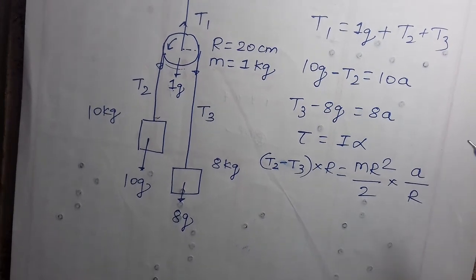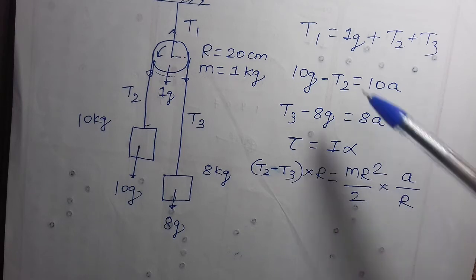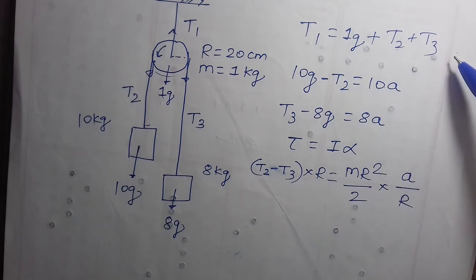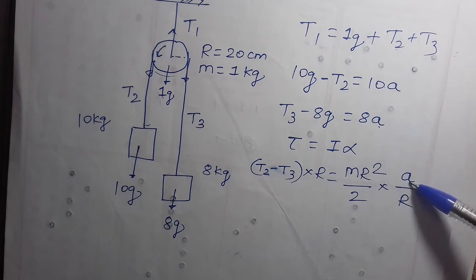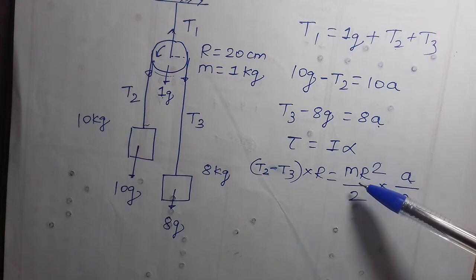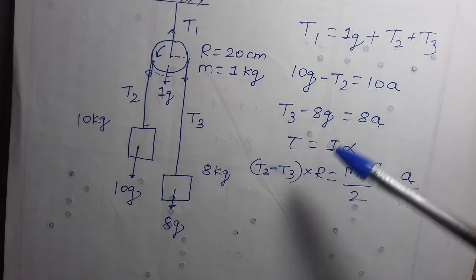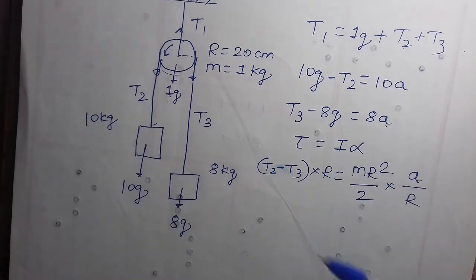So there are 4 equations: 1, 2, 3 and 4. And how many variables? 4: T1, T2, T3 and acceleration. R cancels out. So there are 4 equations and 4 unknowns, and we can find acceleration, T2, T3, T1, all of them.